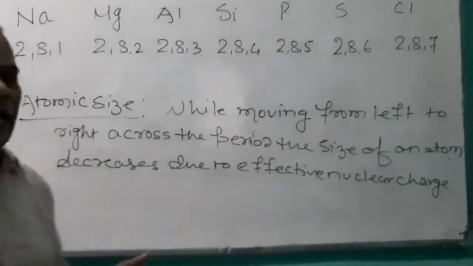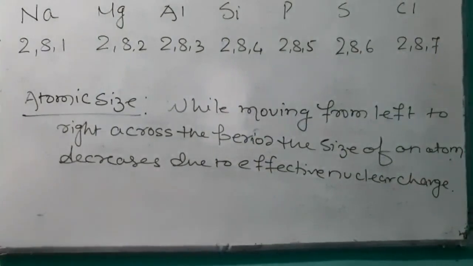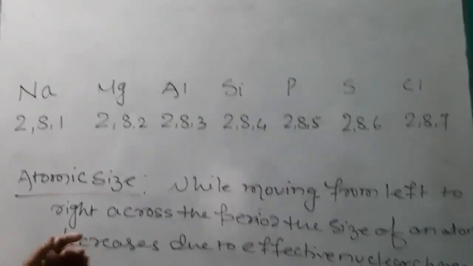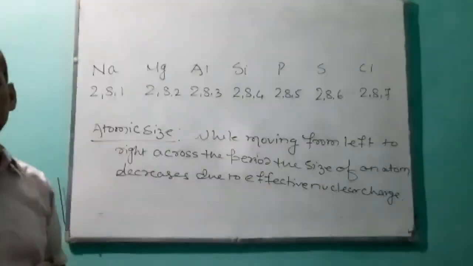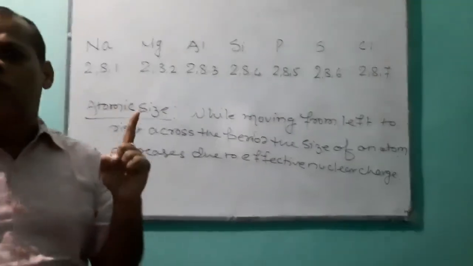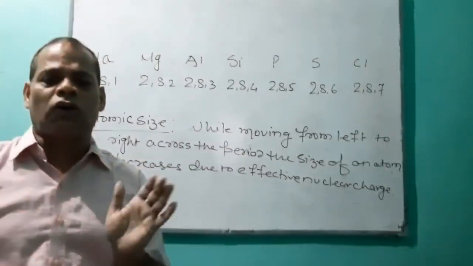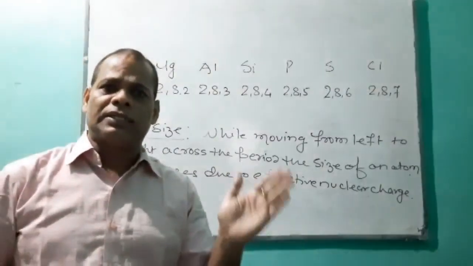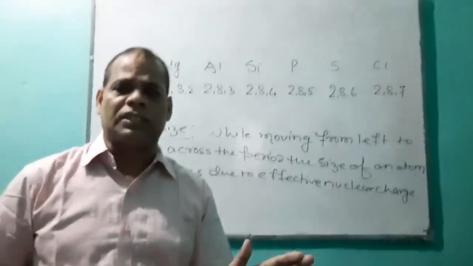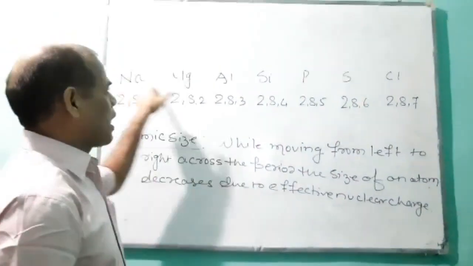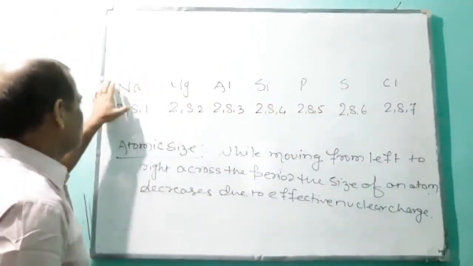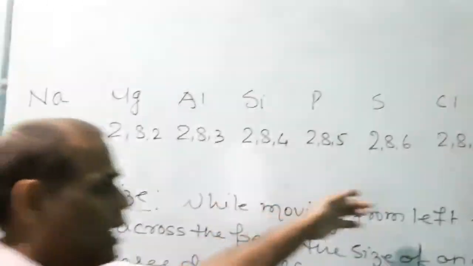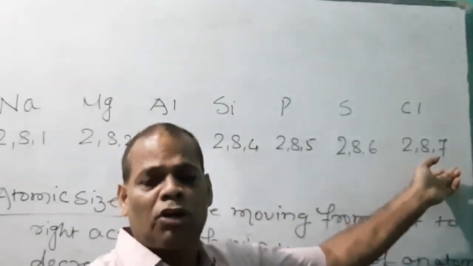Due to effective nuclear charge. So what is the influence of atomic size across the period? While moving from left to right across the period, the size of an atom decreases. So among the third period, sodium is the largest in size and chlorine has the smallest size.